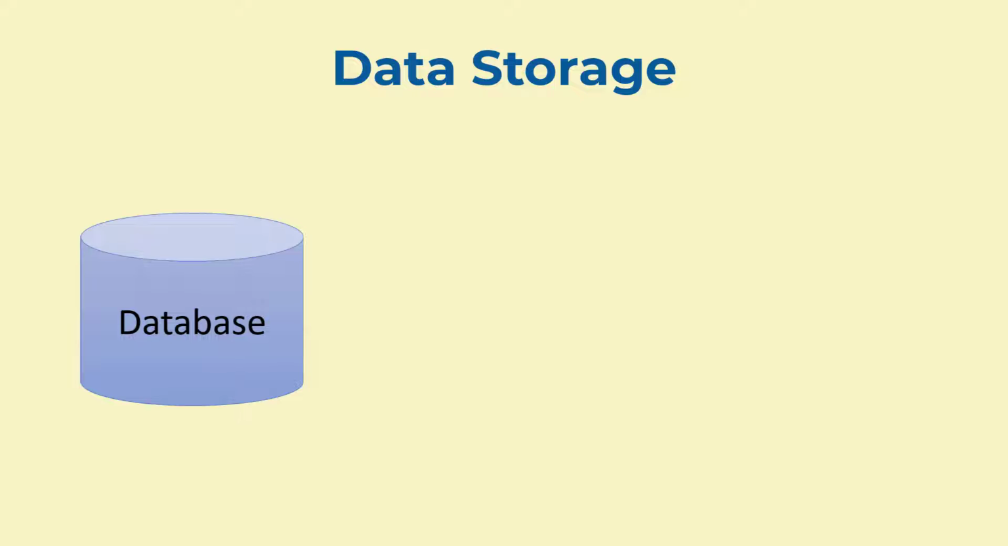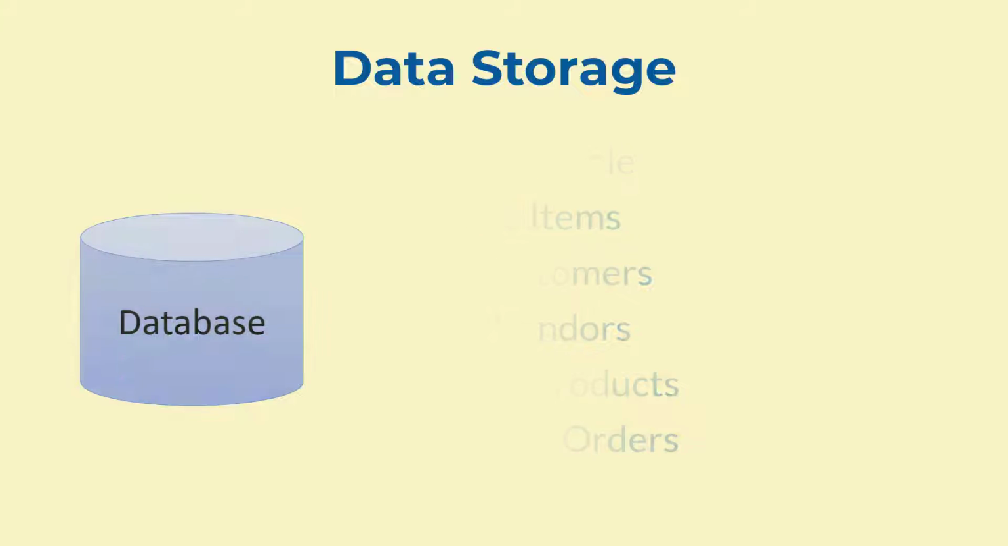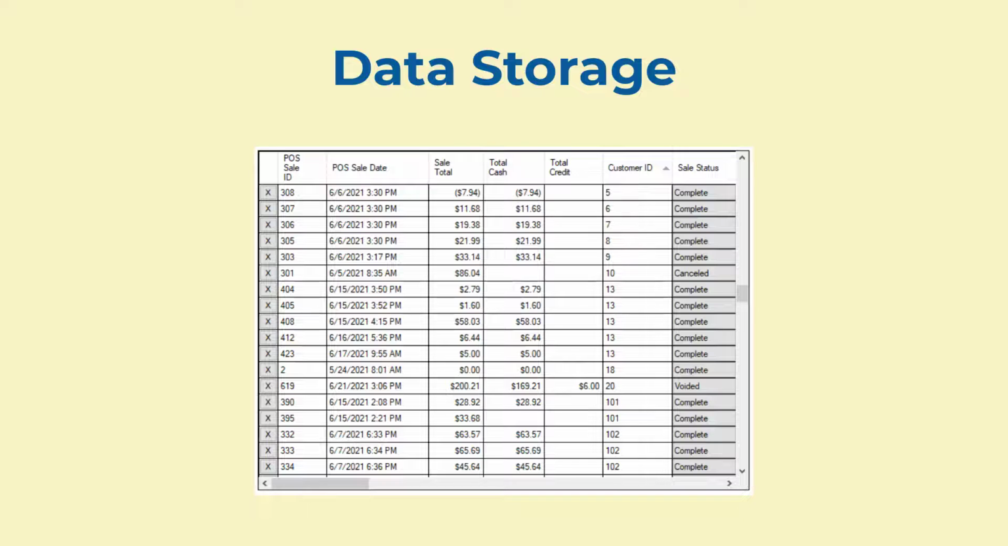For example, there are tables for point-of-sale records, the individual line items included in each sale, customers, vendors, products, product orders, etc. Here is a segment from a typical point-of-sale table. Each table is made up of multiple rows, with each row representing one instance of the object stored in the table. In this case, there is one row for each recorded sale. Rows are also referred to as records.